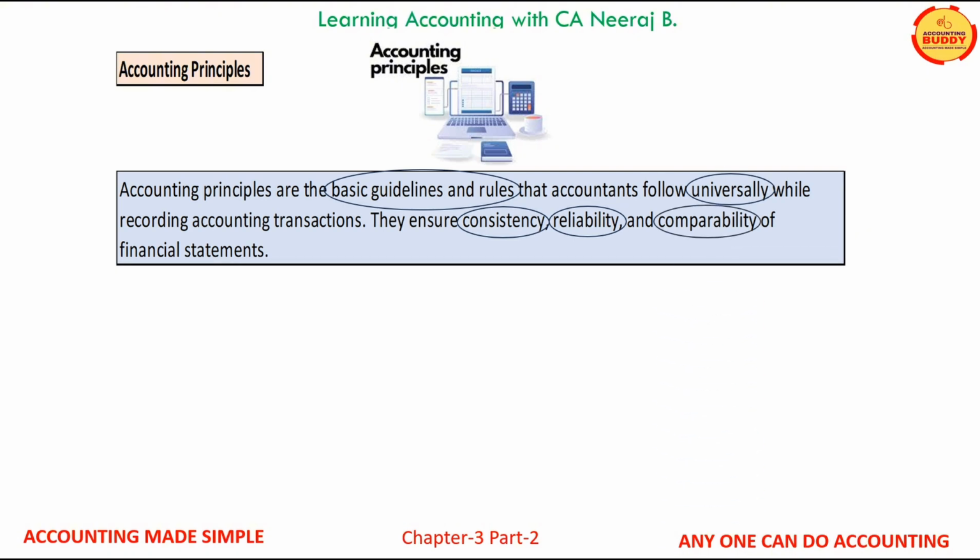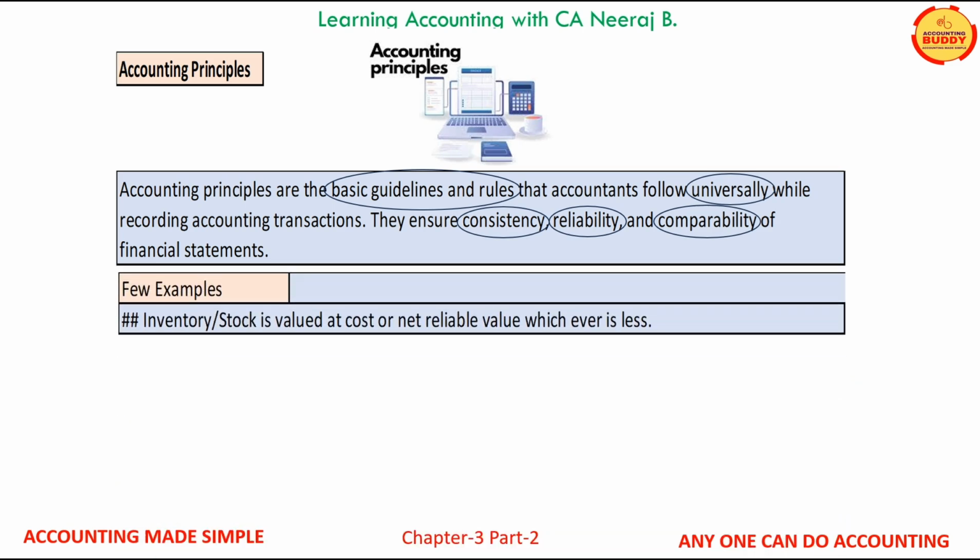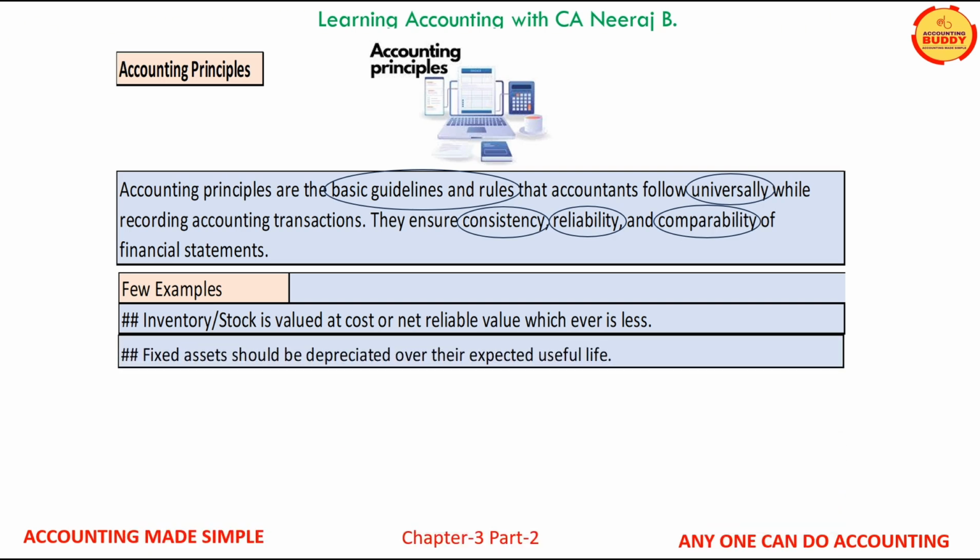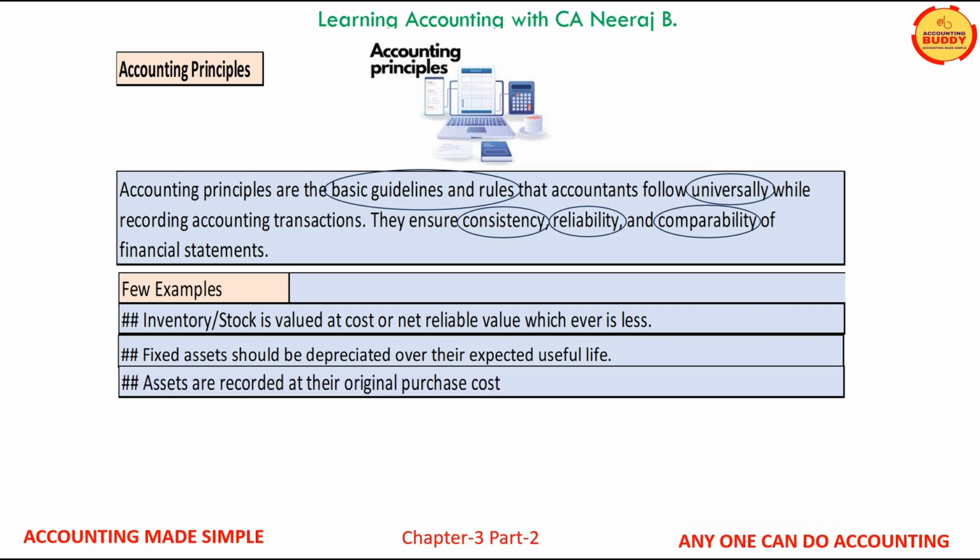A few examples of accounting guidelines which are followed by all accountants are: stock or inventory is always valued at cost or net realizable value, whichever is less. I hope you remember this concept which we learned with an example in our previous lessons. Another accounting guideline which is always followed is that fixed assets are depreciated over their expected life and not in the year in which they are purchased. Assets are always recorded at their original purchase cost is another accounting guideline which is followed universally.